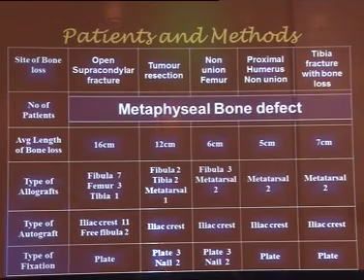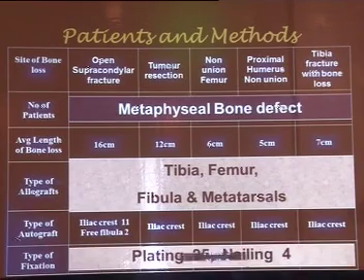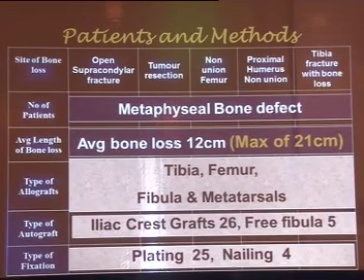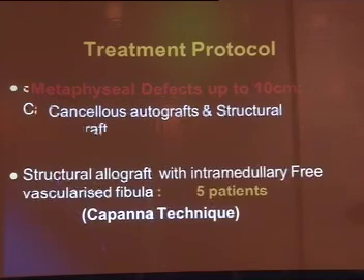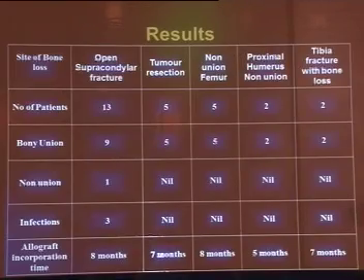All the patients had metaphyseal bone defects, and the allografts utilized were tibia, femur, fibula, and metatarsals. 25 patients had plating and 4 patients had nailing, and the average bone loss is about 12 centimeters. Iliac crest grafts were used in 26 patients and free fibula was used in 5 patients. Our treatment protocol is, for bone defects up to 10 centimeters, we use structural allograft with cancellous autografts, and for more than 10 centimeters we use the Capanna technique, where a free vascular fibula graft is placed inside the structural allograft. Structural allograft combined with cancellous autografts was used in 24 patients and 5 patients had the Capanna technique.